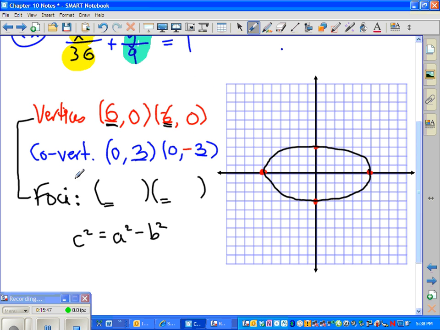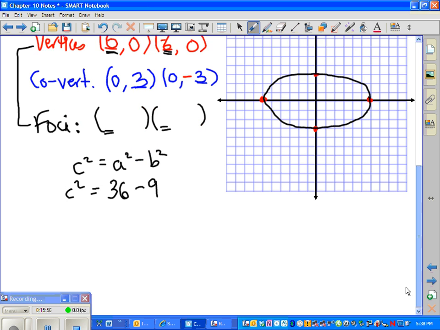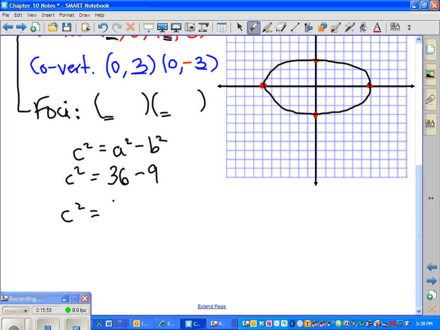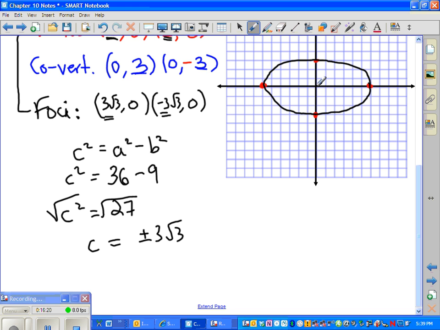Now, do I need to square 36? No, because 36 is actually a squared, minus b squared, which is 9, and that gives me c squared. So as I work through this, c squared equals, what do we get, 27, square root of 27, and c equals plus and minus 3 radical 3. So remember, they're going to be somewhere around here. So it'll be 3 radical 3, 0, and negative 3 radical 3, 0. So what's 3 radical 3? We are talking about 4 and some change. So 1, 2, 3, 4 and some change, and 1, 2, 3, 4 and some change right there.